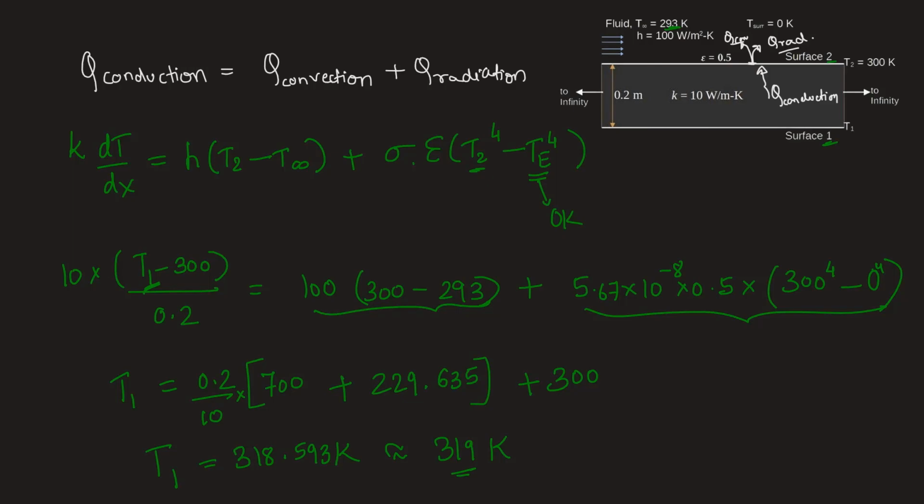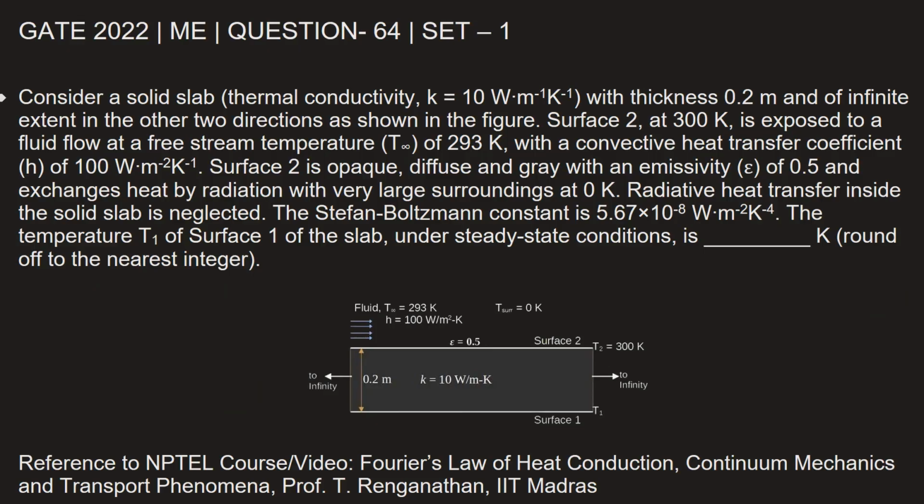Let's go back and fill in this answer. The temperature T1 of surface 1 of the slab under steady state conditions is 319 Kelvin.